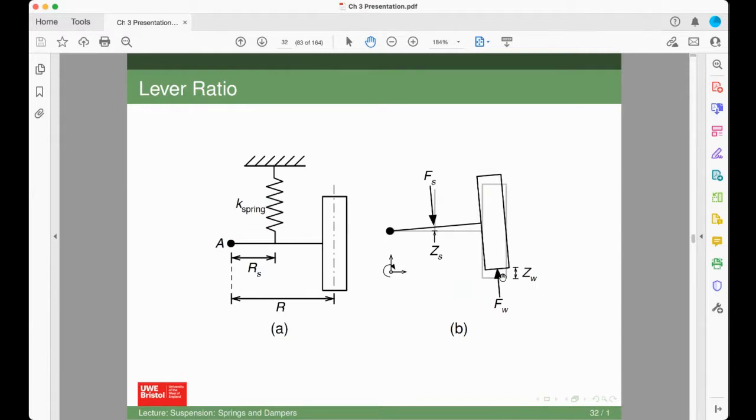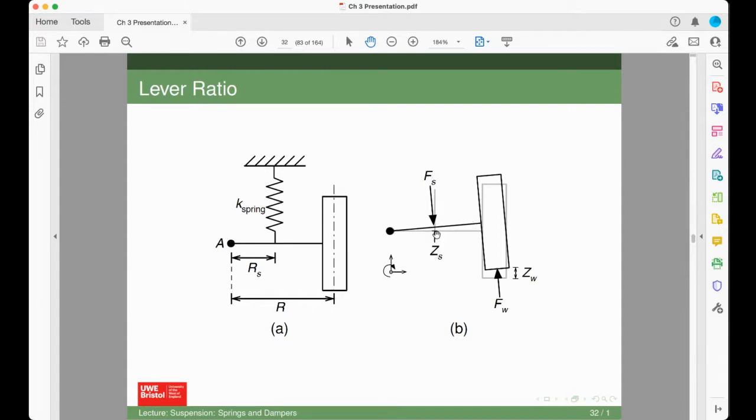So, here's a schematic. You've got the body of the vehicle there at the top. You've got your spring down here, which is K spring, the stiffness of the spring, and that's connected at distance RS, the radius of the spring, to the pivot point, which we called A. Now, obviously, the wheel is a distance R from that pivot point.